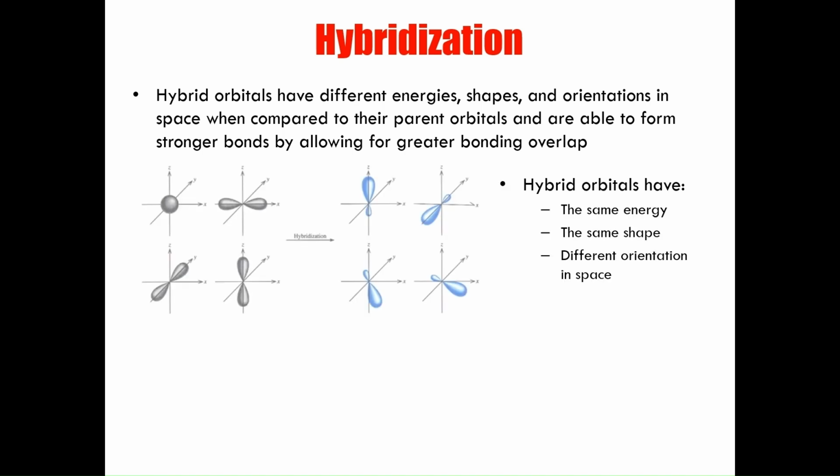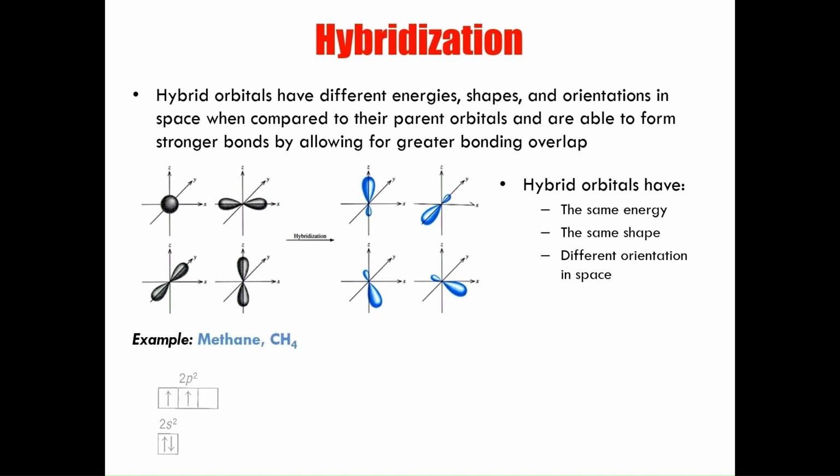But this image here shows the difference between hybrid orbitals and their parent ground state orbitals. As you can see, the size and shape of these hybrid orbitals are the same, and they appear to be the product of the merging or blending of these ground state orbitals.